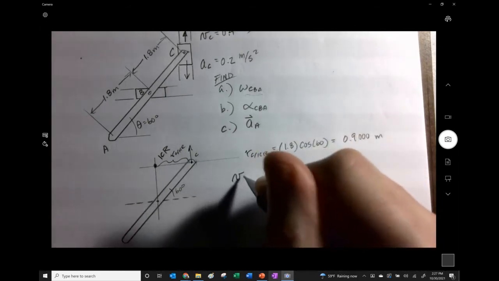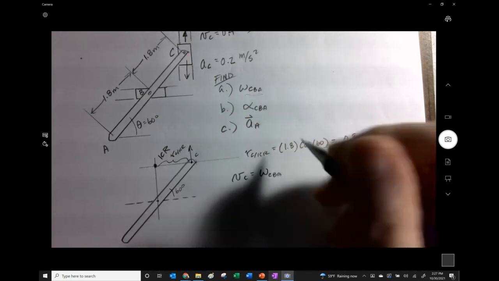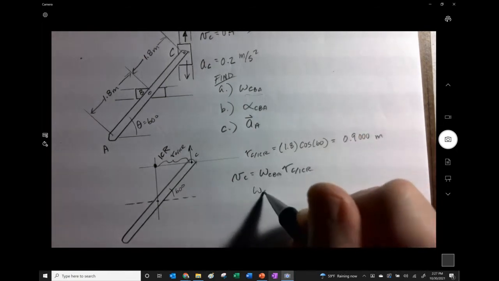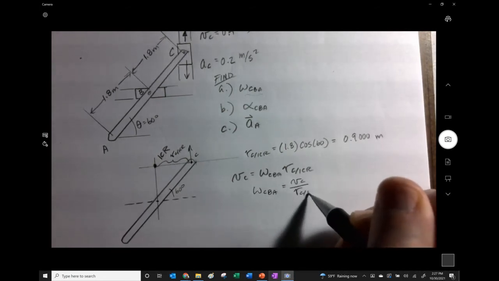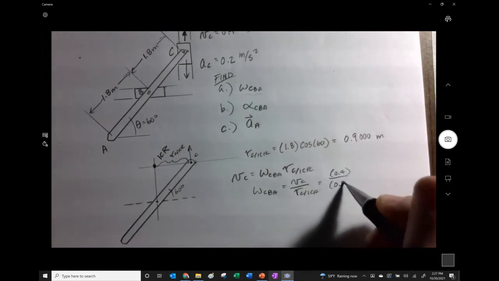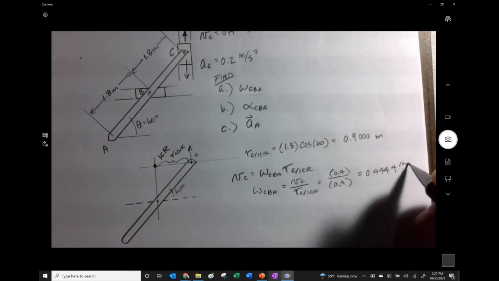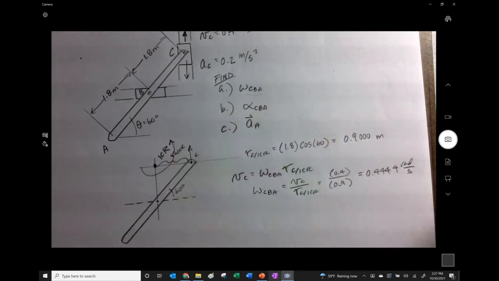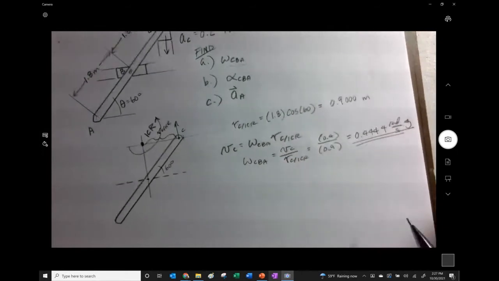So we know the velocity of C is equal to omega CBA times RC with respect to the ICR. I usually go alphabetical order myself, but that's okay. So we can find omega CBA by taking the velocity of C and dividing it by this. So we have 0.4 divided by 0.9, and we get 0.444 radians per second. And we also know that it's going to be counterclockwise. So in our answer, we want to make sure that we indicate the direction.